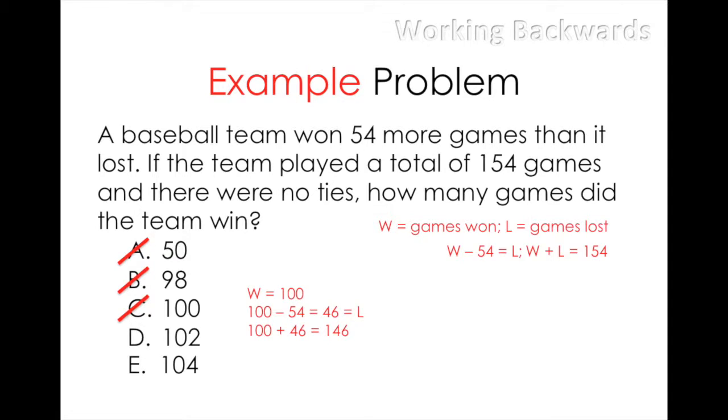At this point, it doesn't matter which answer choice I try next, because it will be the last answer I try regardless. Either the answer I try works and is the correct choice, or it doesn't work, meaning the other answer is the right one. I will try 104. Following the same process I did when I tried 100, 50 is the amount of losing games. 104 winning games plus 50 losing games gives me the 154 total games I'm looking for. Therefore, E is the correct response.